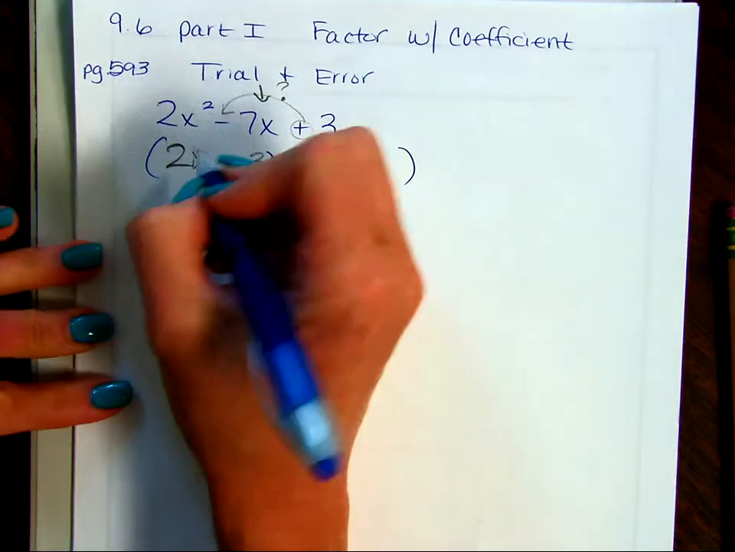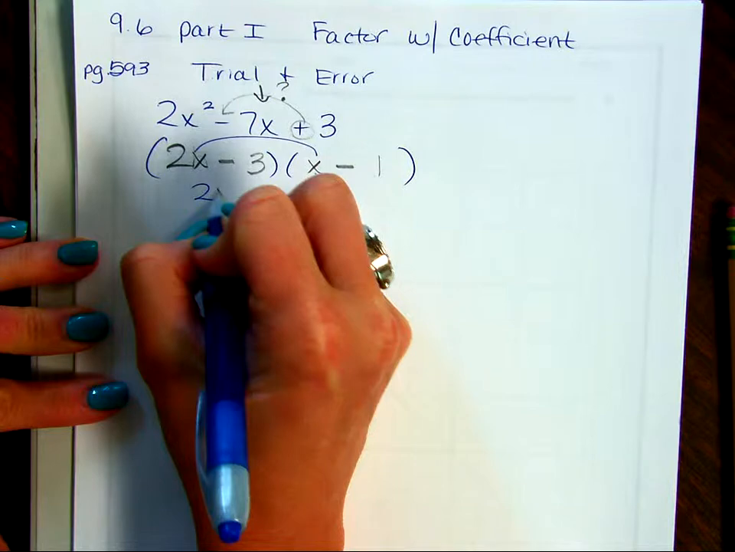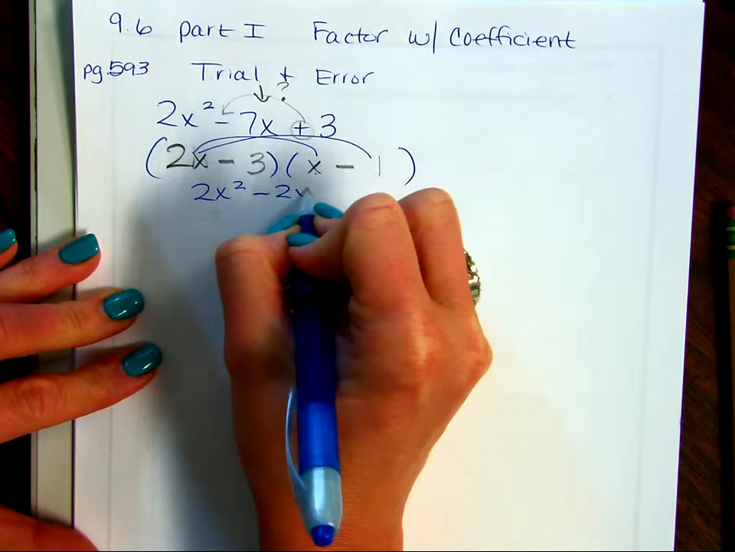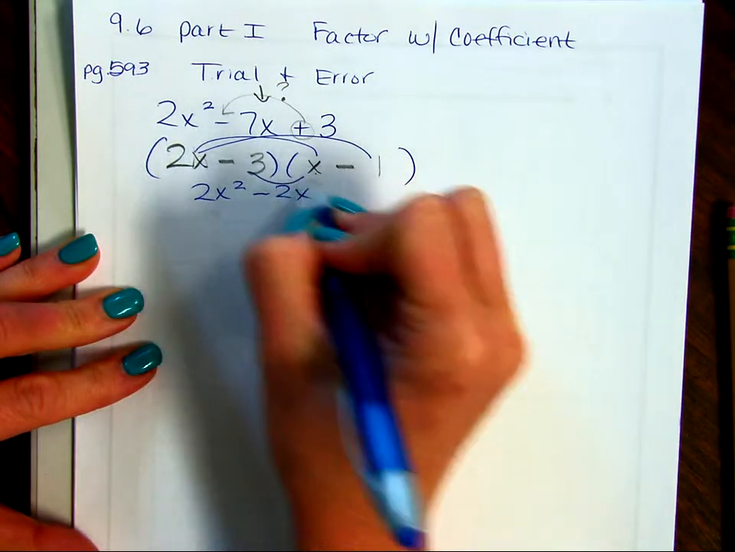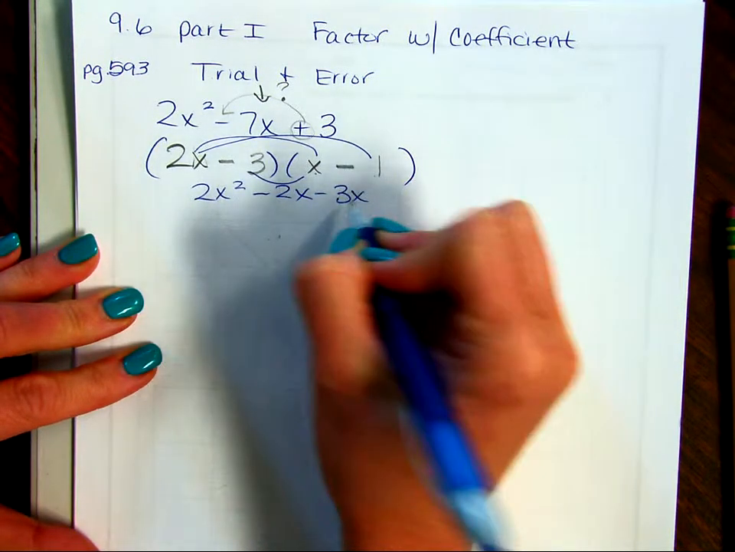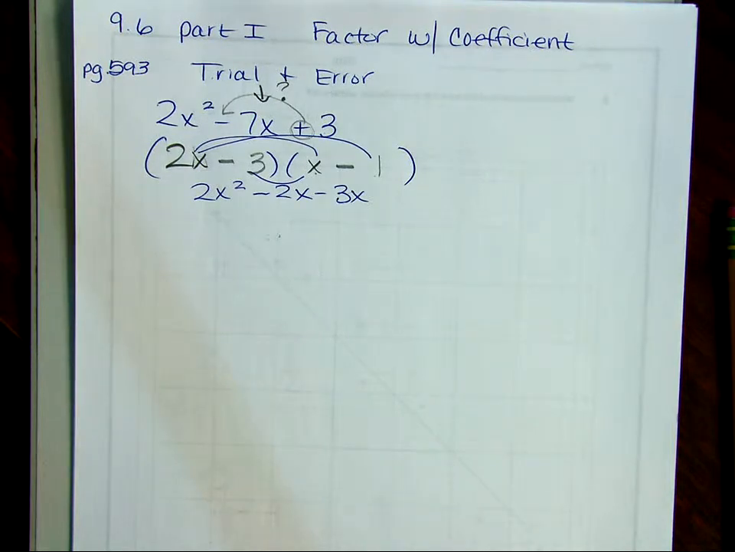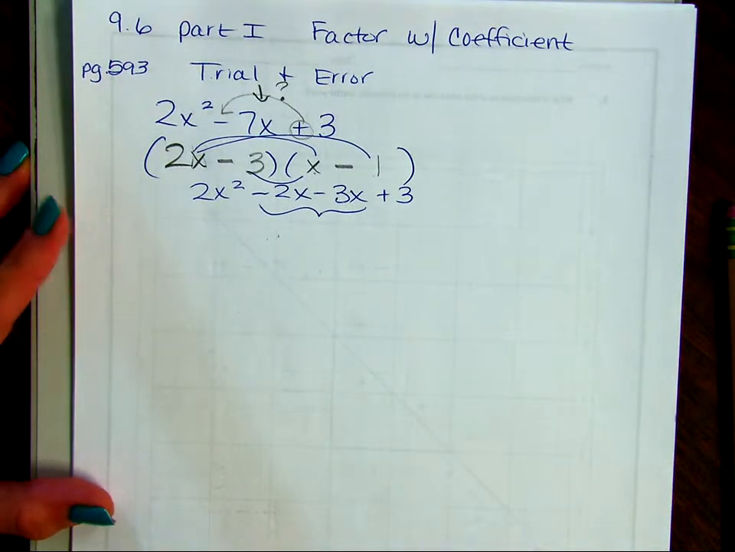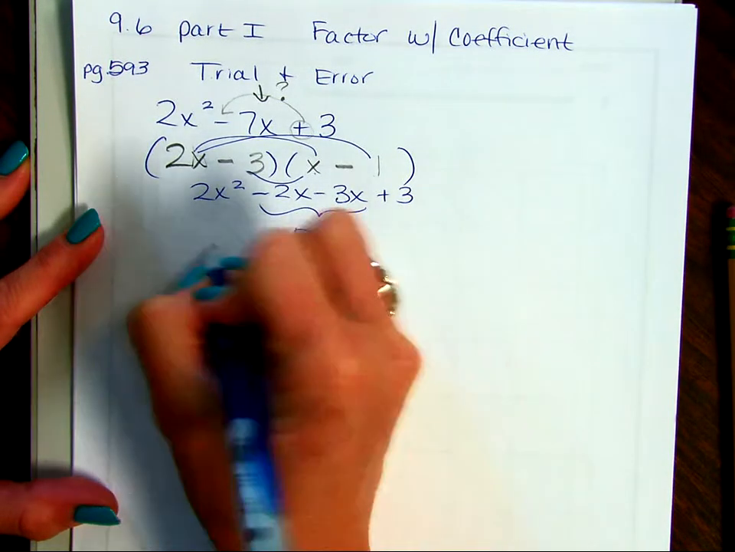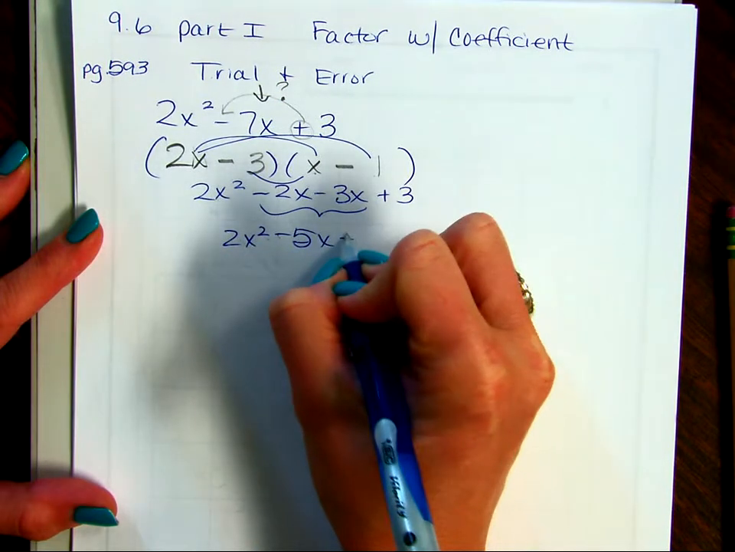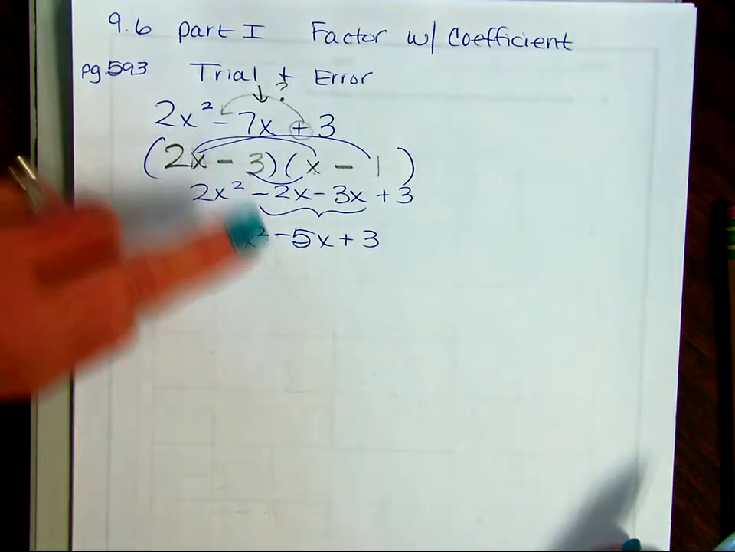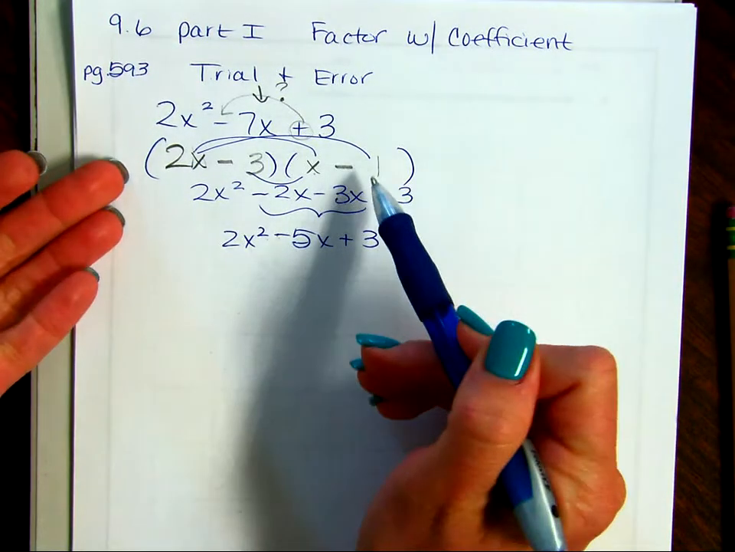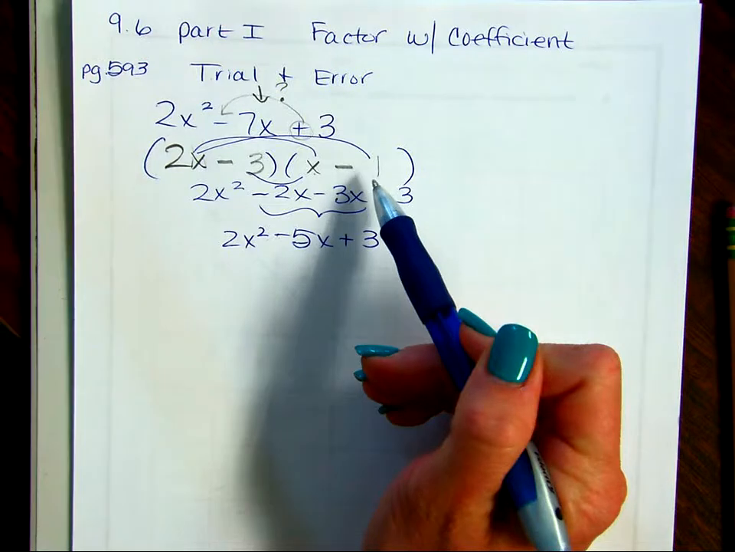So here's what we do. We FOIL it out. So we say 2x times x is 2x squared. 2x times negative 1 is negative 2x. Negative 3 times x is negative 3x. And technically I can stop right there. I mean, I know this is going to be a plus 3. But when I combine a negative 2x and a negative 3x, I get a negative 5x. So my final answer for this would be that. Does that match the problem I started with? No. So that is not a correct answer. It is not factored correctly.